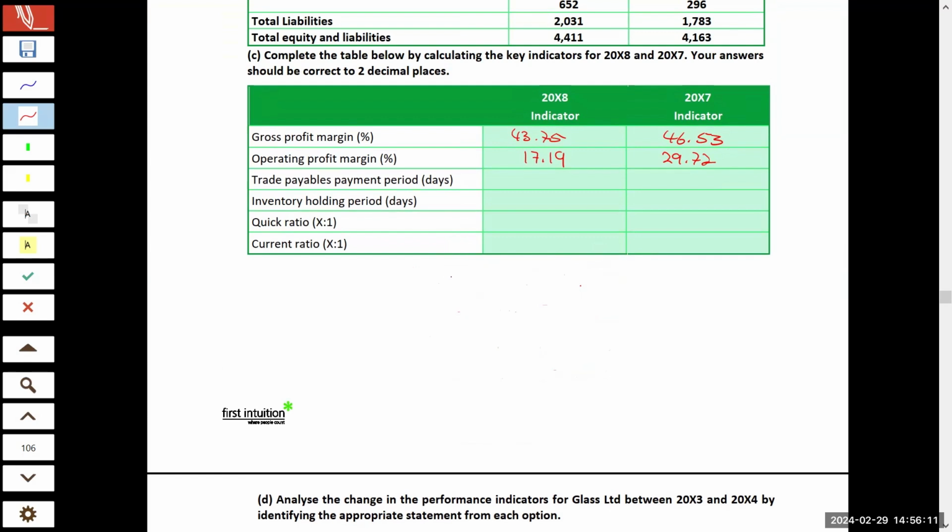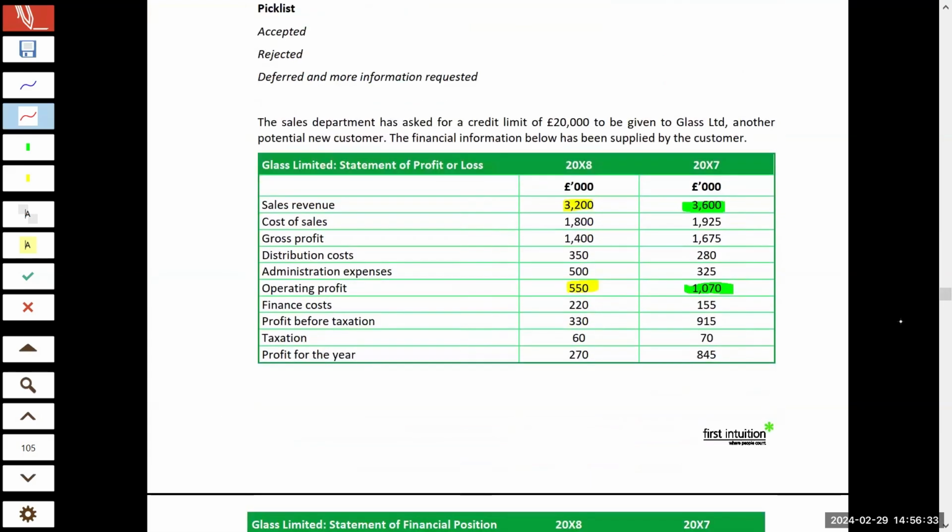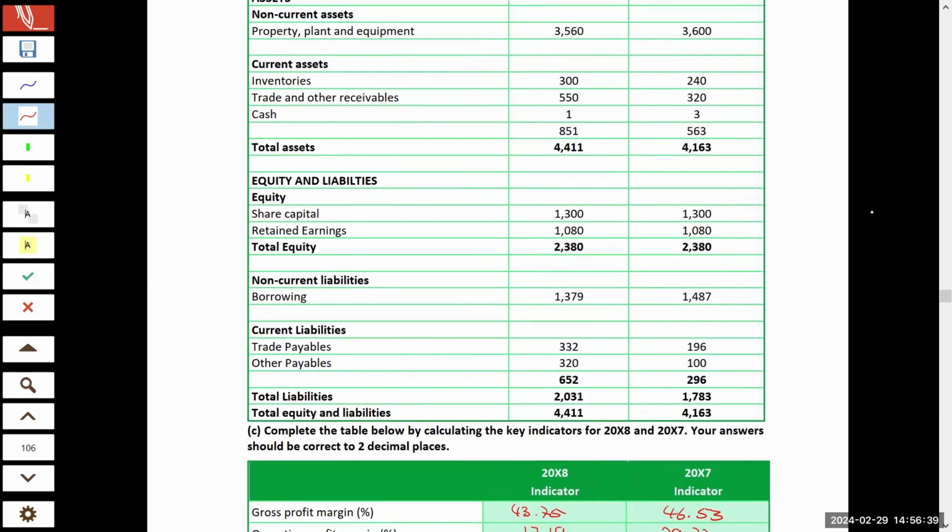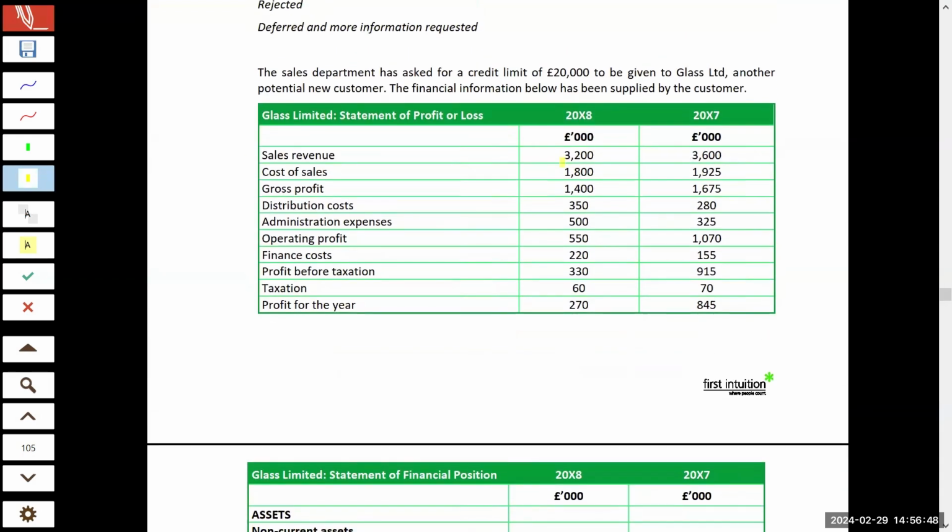Trade payables payment period. There can be receivables collection periods or payables payment periods. We simply define this one as trade payables divided by your cost of sales, times by 365. So all we need to do is find those figures. I'm going to go down to the statement of financial position. Looking at one year, what are my trade payables? 332. I then need to find my cost of sales: 1,800, and simply multiply by 365.